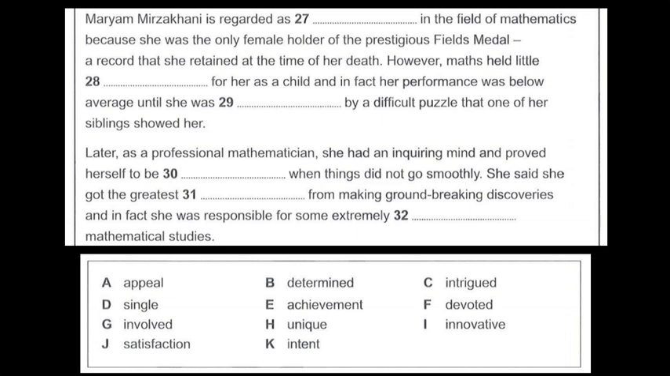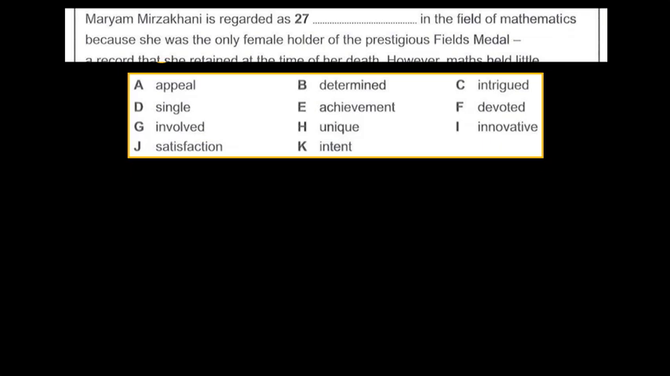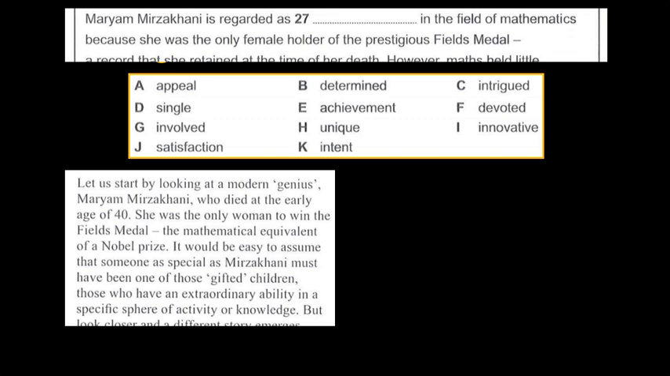So have a quick look at the different words. Hopefully you'll know what they mean, and even better if you know some synonyms of them. So we have appeal, determined, intrigued, single, achievement, devoted, involved, unique, innovative, satisfaction, and intent. Now, some of these words are nouns, some of them are adjectives, so that can also help if you know what type of word it is to make it fit in. Right, so let's just move that there and look at 27.